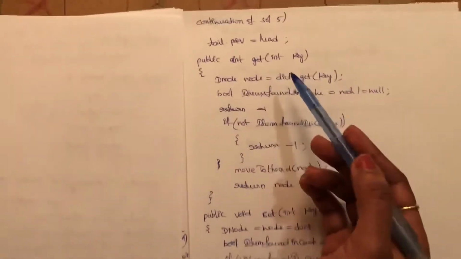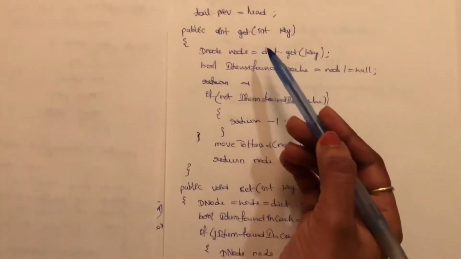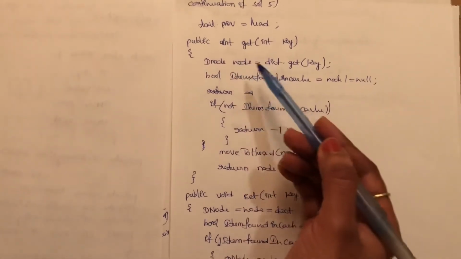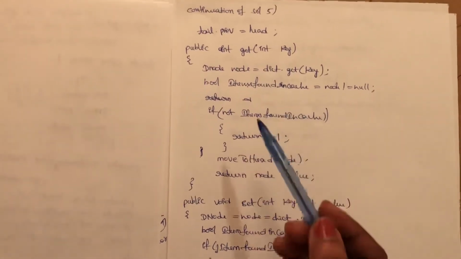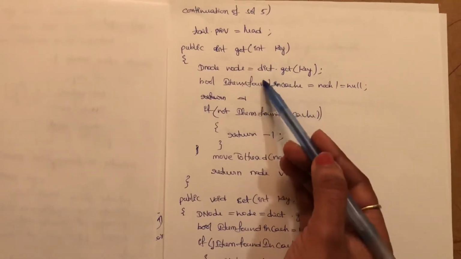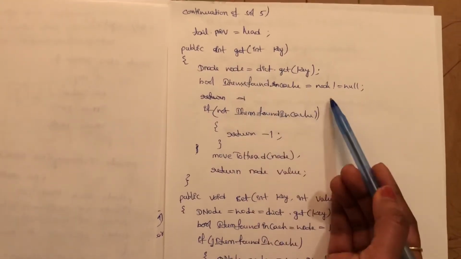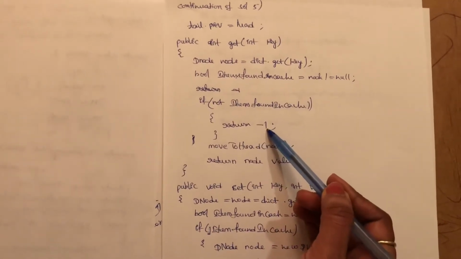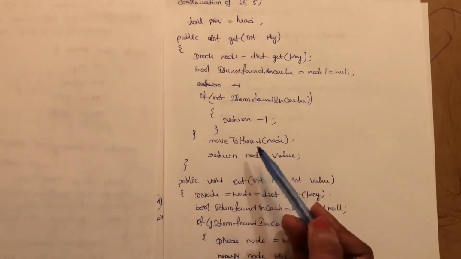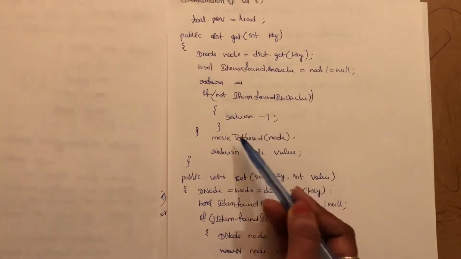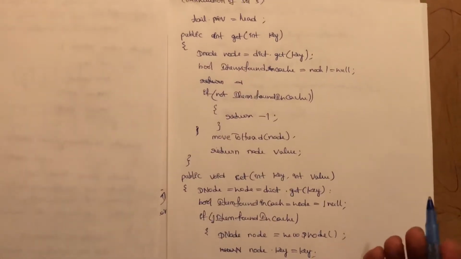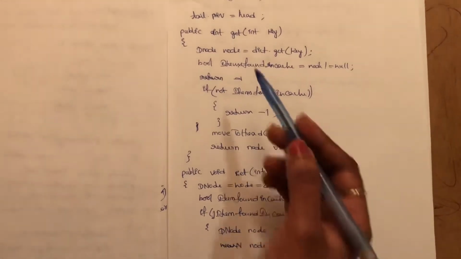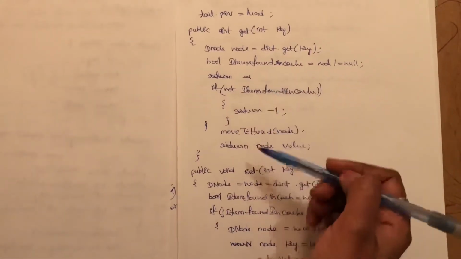And next, for the get method, first we check whether the node is already there or not. If it's not there, we return -1. If it is there, we move that node to the rear pointer. So that is how we are implementing this get method.